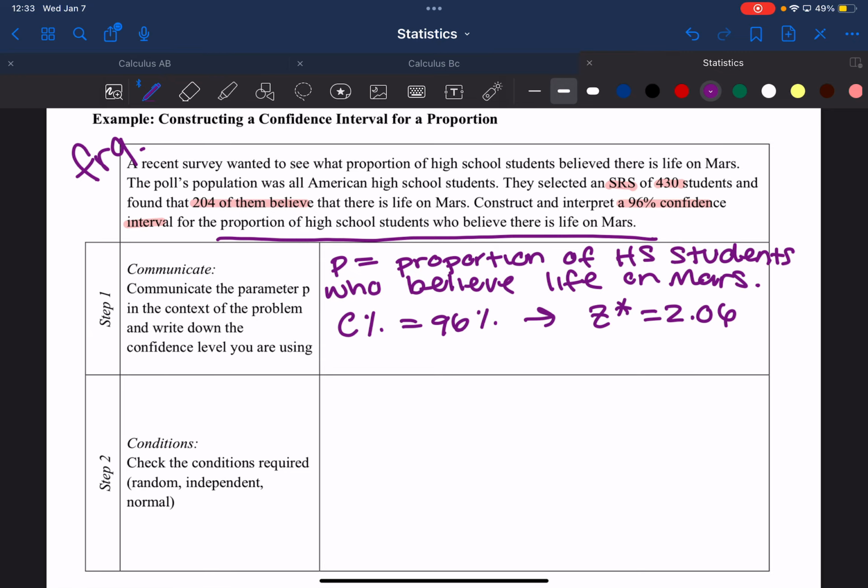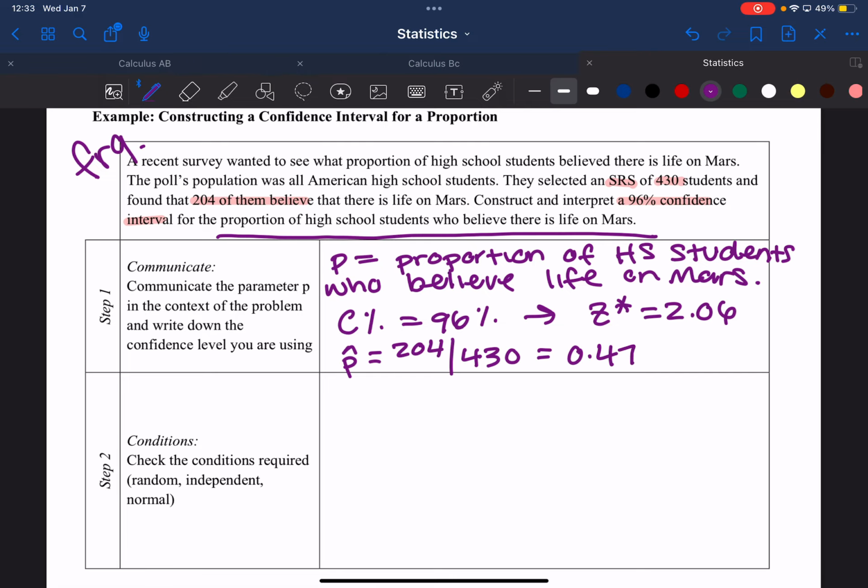And then the last thing from here is we need to find our P hat value. Remember, P hat is the proportion of this one high school. So they said, how many students believe? 204 out of how many students total? 430. So that gives us a P hat value of 0.474. So we're going to use this predicted value and see if we can create a confidence interval that says that about 47% of all high school students in the entire world believe that there's life on Mars.